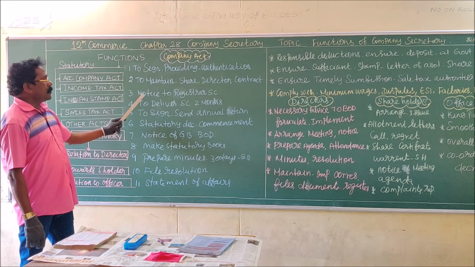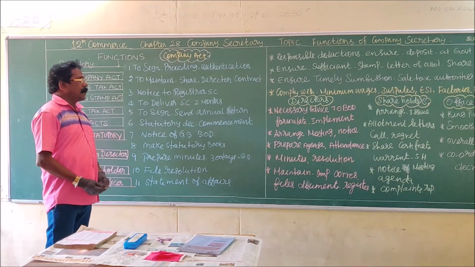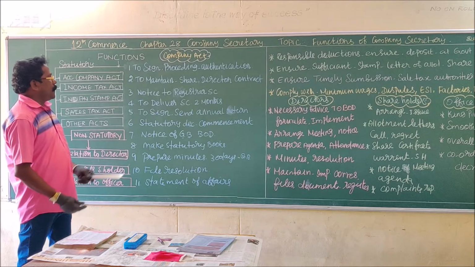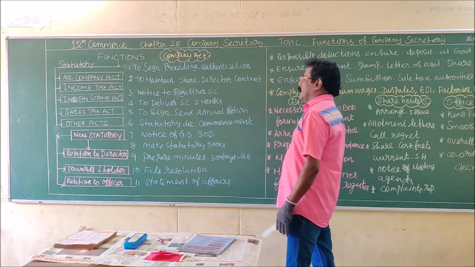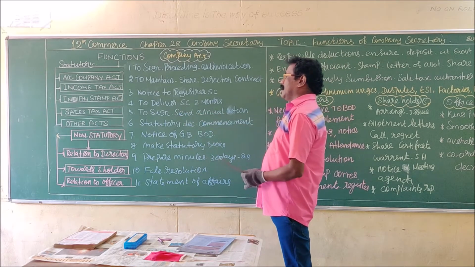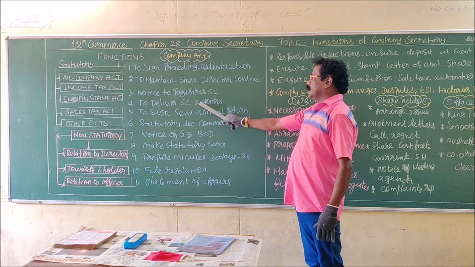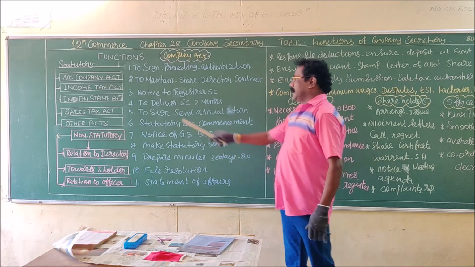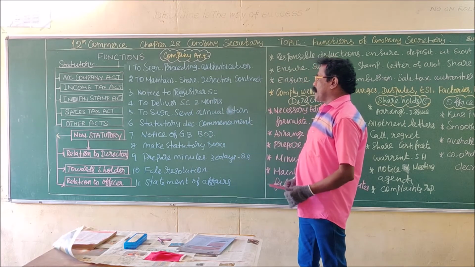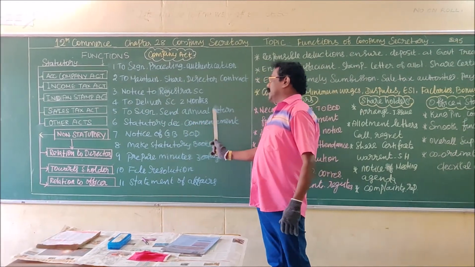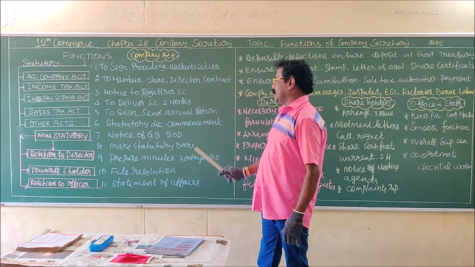Next one, to issue the notice to the registrar to increase the share capital of a company. So the company secretary issues notice to the registrar to raise the share capital of the company. Then to deliver the share certificate to the shareholders within 2 months after the transfer. Then to sign the annual return and send it to the relevant person.